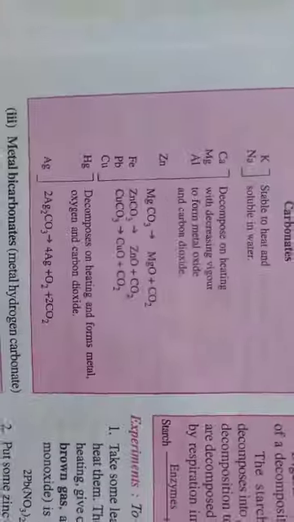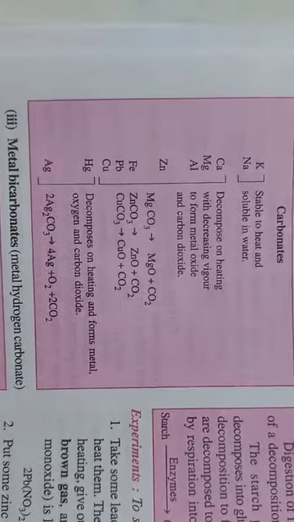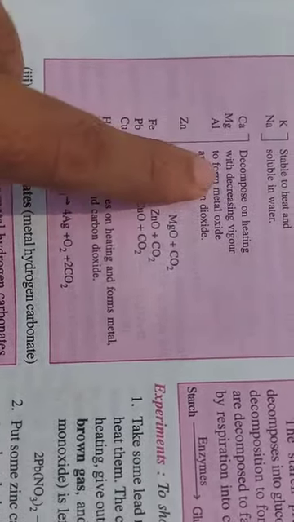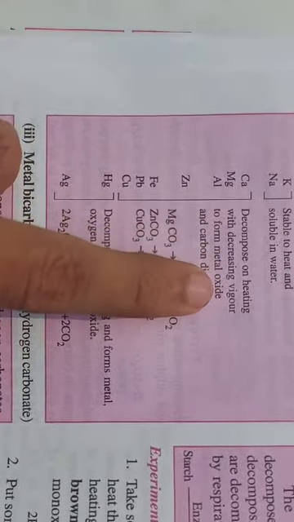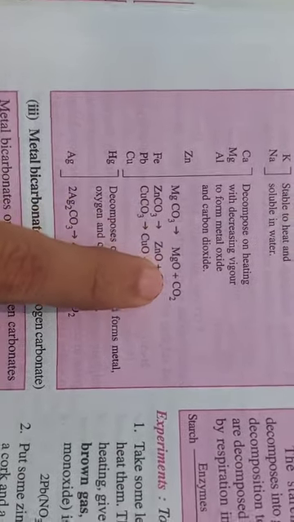Then metal carbonates here also. Metal carbonates are broken down, giving the metal oxide and carbon dioxide. Here, potassium and sodium carbonates are stable to heat and soluble in water. Calcium, magnesium, aluminum, zinc, ferrous, lead and copper carbonates decompose on heating with decreasing vigor to form metal oxide and carbon dioxide.